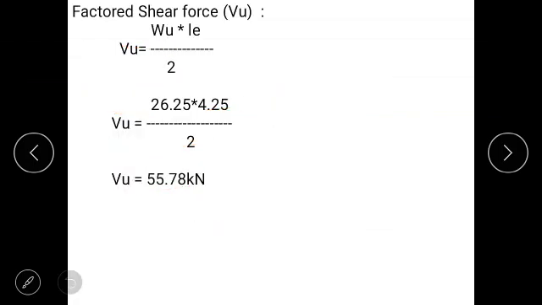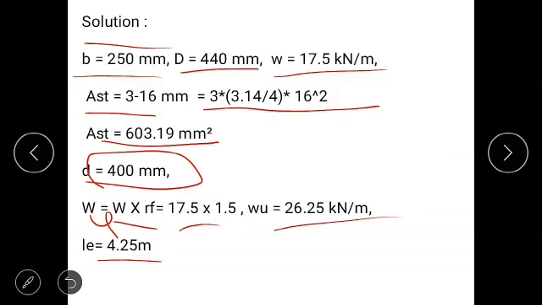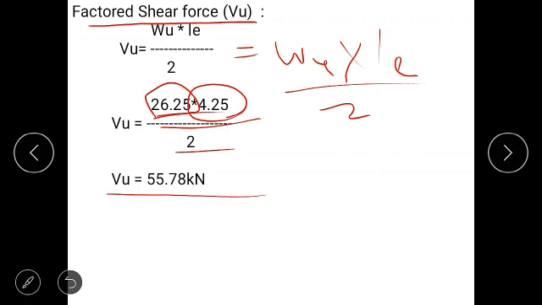Now we have to calculate the factored shear force VU. How to calculate VU? VU is WU into LE divided by 2. So what is WU? 26.25, we already calculated. So 26.25 into LE 4.25 divided by 2, that is VU equal to 55.78 kilonewton.